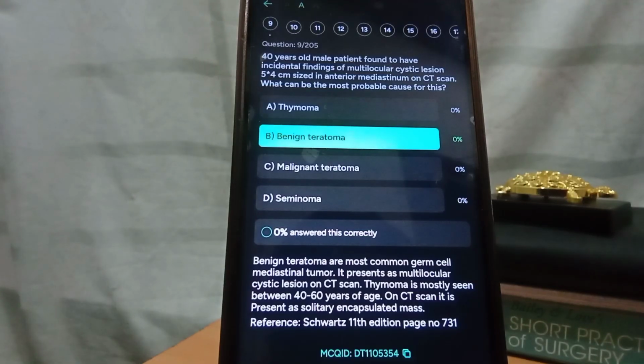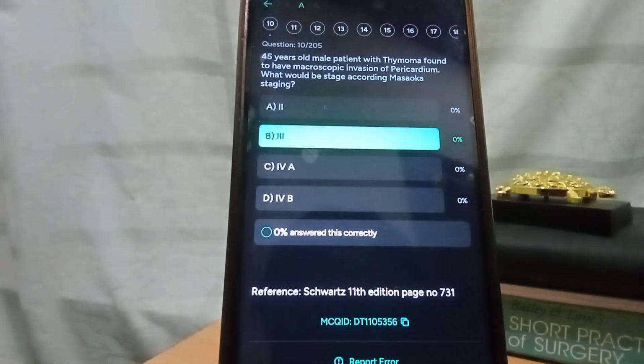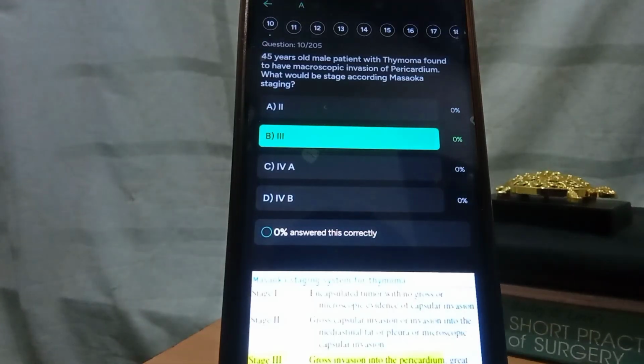Thymoma is most commonly seen between 40 to 60 years of age. On CT scan, it presents as a solitary encapsulated mass. So the next question: a 45-year-old male patient with thymoma is found to have microscopic invasion of the pericardium. What would be the stage according to Masaoka staging?